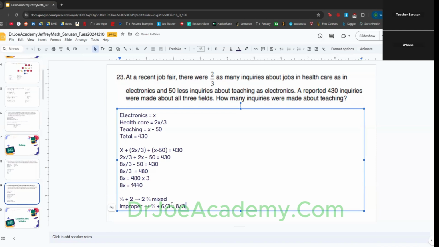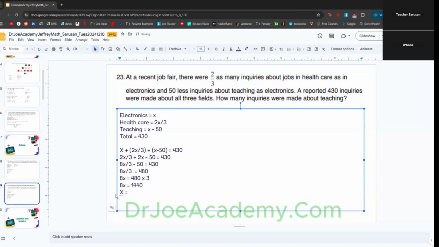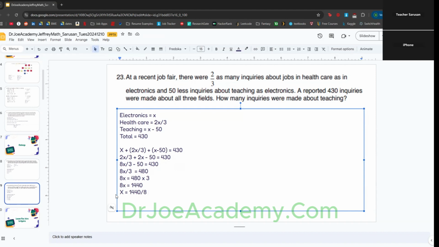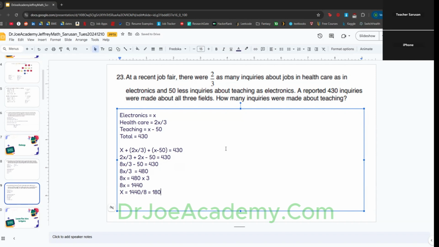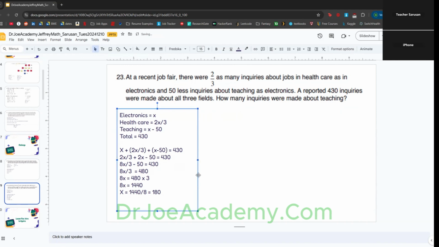And let me just take this out here. And the last step, we have x equals 1,440 divided by 8. Okay, I'm going to use a calculator for this one. So it's 180. All right, very well done. So x equals 180. Now we have the second part of the question.